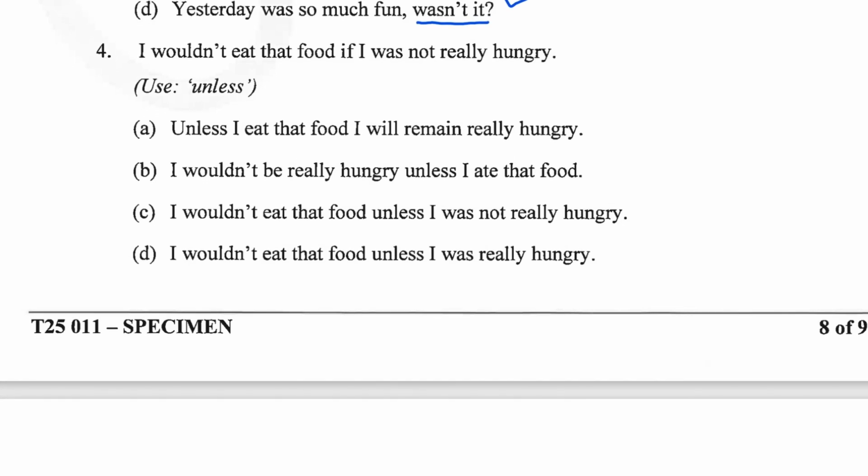I would not eat that food if I was not really hungry. Unless I eat food, I will remain really hungry. This is your. I would not eat the food. So I would not eat that food, instead of if, unless I was really hungry. I would not eat that food unless I was really hungry. Unless is given, so was really hungry is the correct answer.